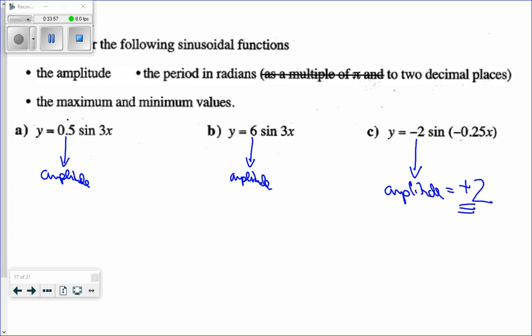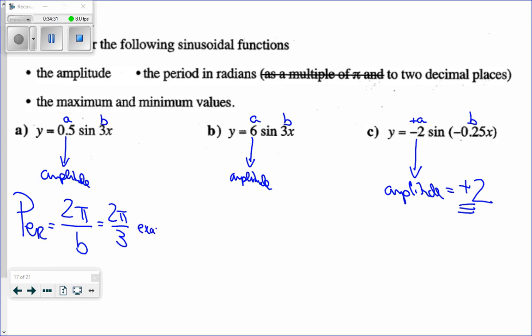Okay, so this is the A, this is the B. This is A, this is B. Positive A, B. So the B is the number in front of the X. Okay? So the period, the formula is 2 pi over B. So the period is 2 pi divided by 3. Now you can leave it like that.